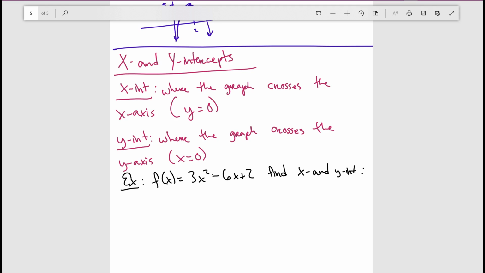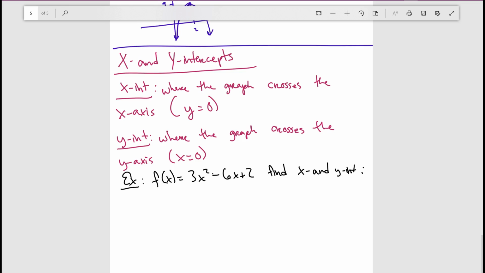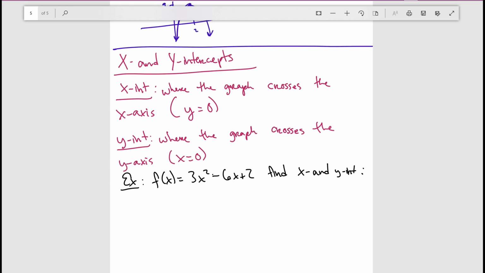So, try this problem, and actually let me finish this up. Let me put this in the next video. That way, I have more room because I ran out of room. And then we'll continue.